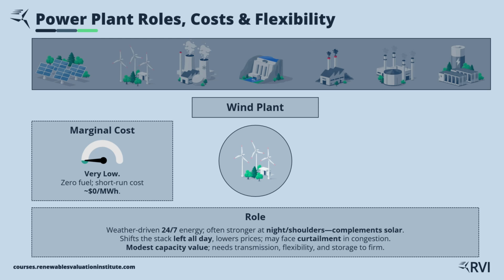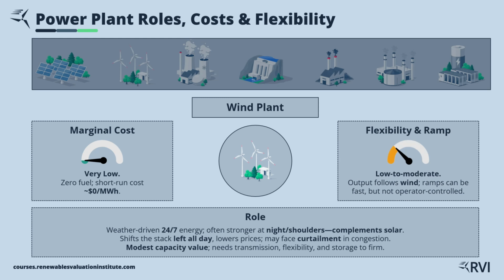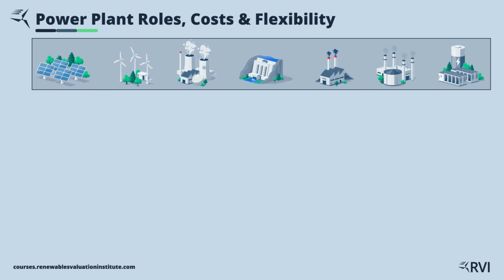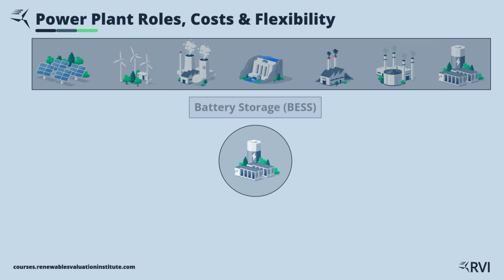Because the wind doesn't perfectly align with the peak demand, the system leans on more flexible plants and storage to firm it up. Operational flexibility is low to moderate. Wind can ramp quickly, but the ramp is from the weather, not the operator. We can't dispatch it on command, so the rest of our power plants and increasingly storage must absorb those ups and downs. Wind and solar push prices down when generation is high and drive them up when they fade.